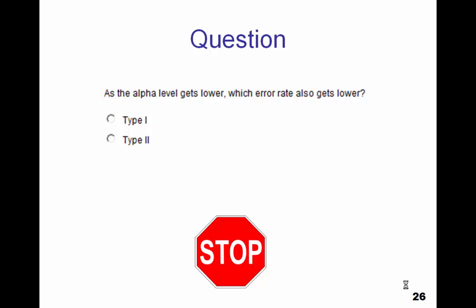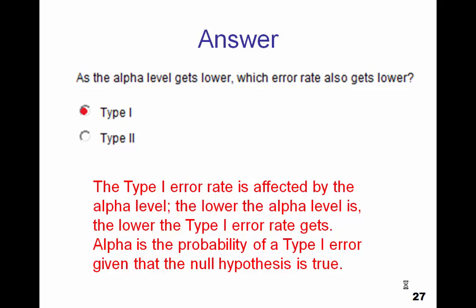As the alpha level gets lower, which error rate also gets lower? Stop the video and answer the question before looking at the solution on the next slide. The type 1 error rate is affected by the alpha level. The lower the alpha level is, the lower the type 1 error rate gets. Alpha is the probability of a type 1 error given that the null hypothesis is true.